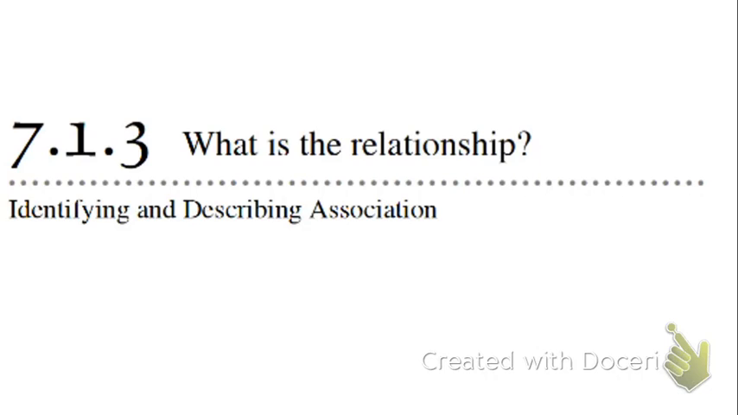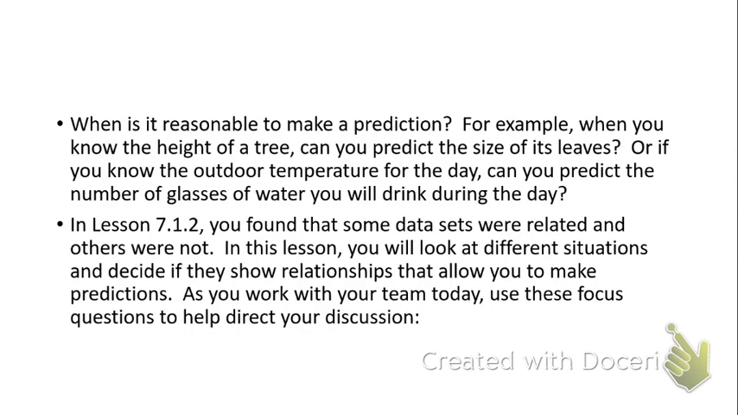So today we're going to be talking about when is it reasonable to make a prediction. So, for example, when you know the height of a tree, can you predict the size of its leaves? Or if you know the outdoor temperature for the day, can you predict the number of glasses of water you will drink during the day? In lesson 7.1.2, you found that some data sets were related and others were not. In this lesson, you will look at different situations and decide if they show relationships that allow you to make predictions. As you work with your teams today, use these focus questions to help you direct your discussion.